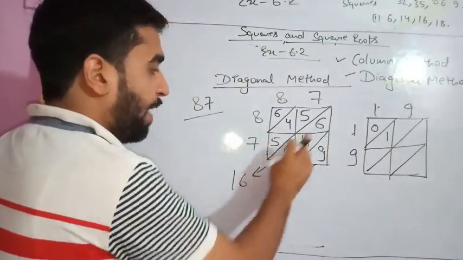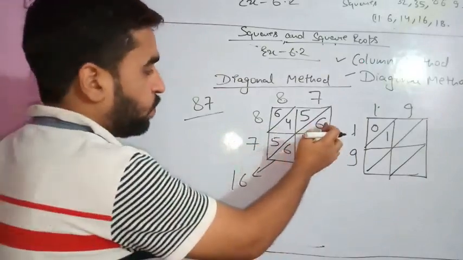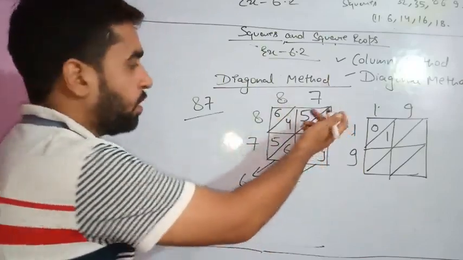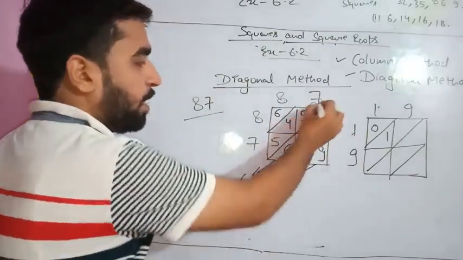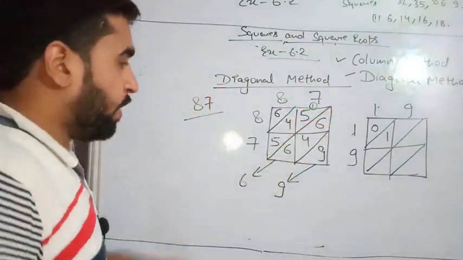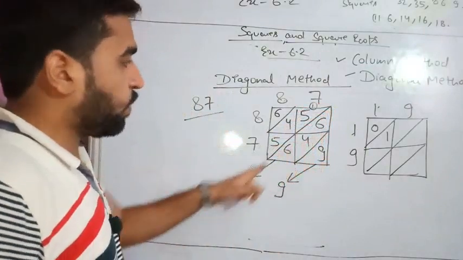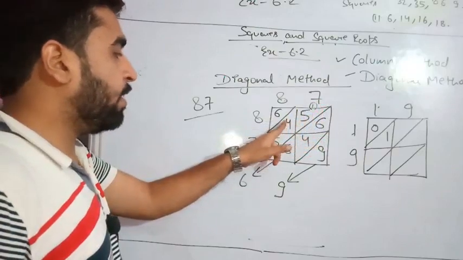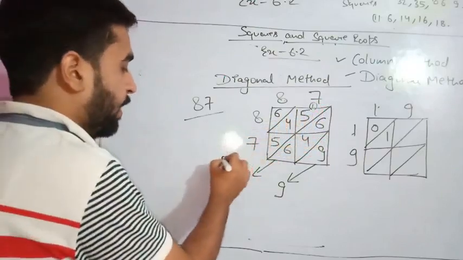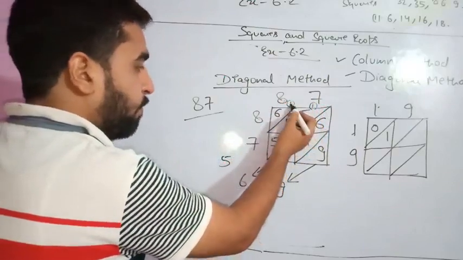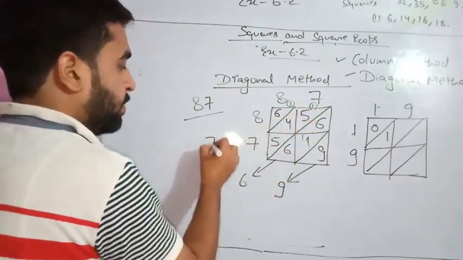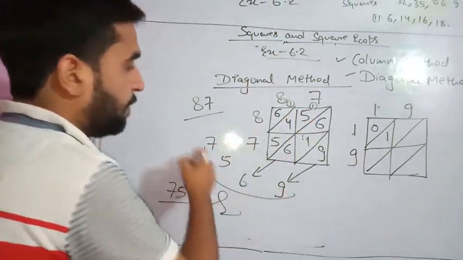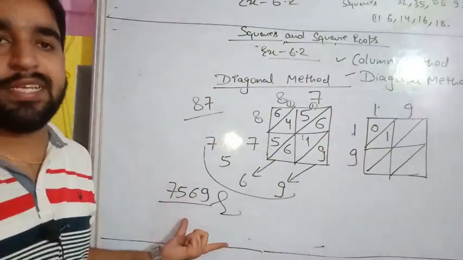Okay, now students, whenever you will get a 2-digit number, so 6 plus 4 10 plus 6 16, shift your carry there on the next addition, on the addition of next diagonal. So here we are getting 6 plus 4 10 plus 6 16, so carry I have shifted there. So add this carry here: 1 plus 5 6, 6 plus 4 10, 10 plus 5 15. Again carry 1. 1 will be transferred here. 1 plus 6 7. So students, combine these number 7 5 6 9. That's gonna be the answer for square of 87.